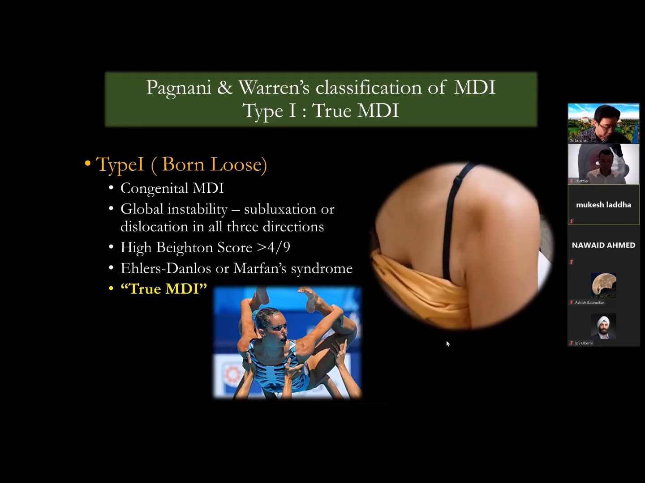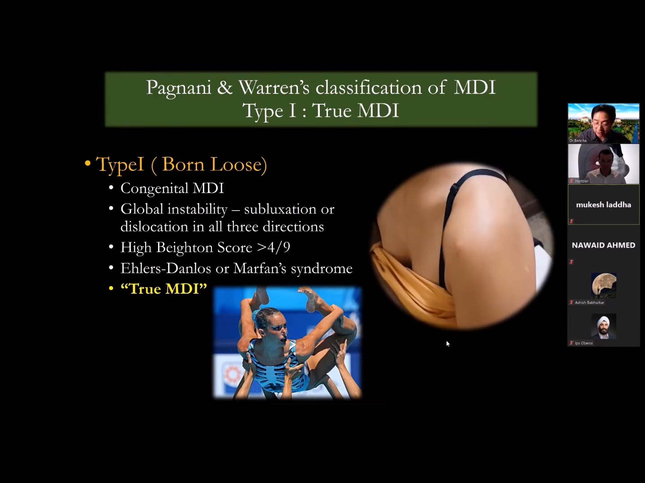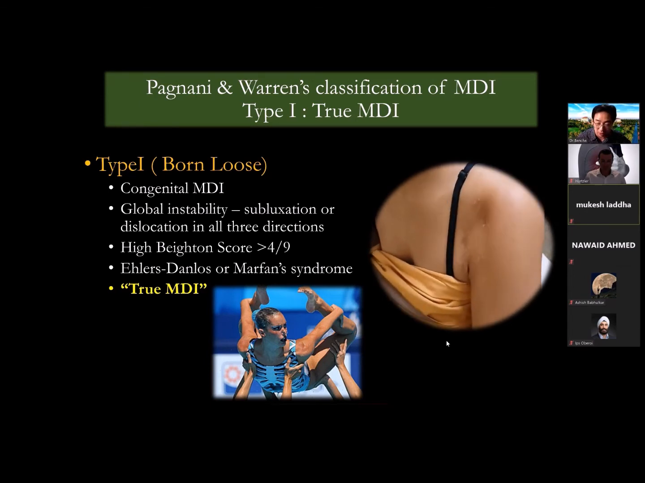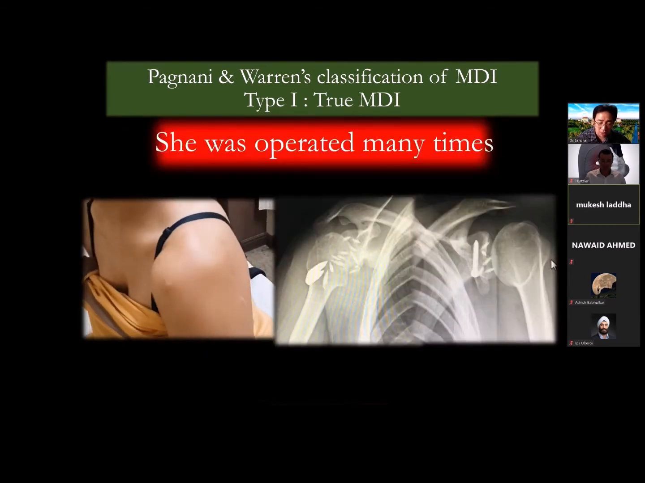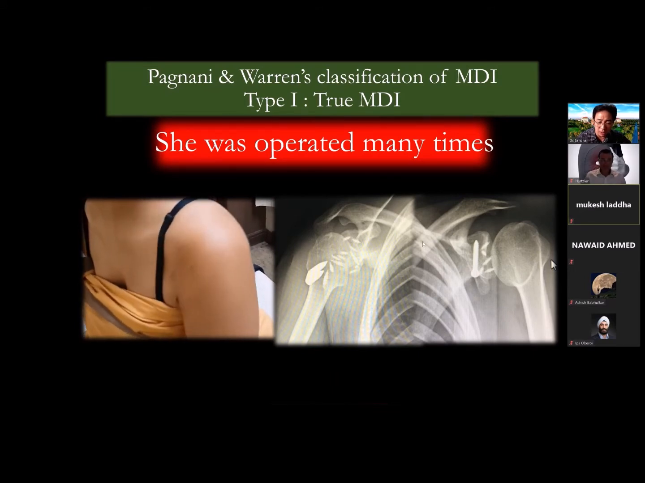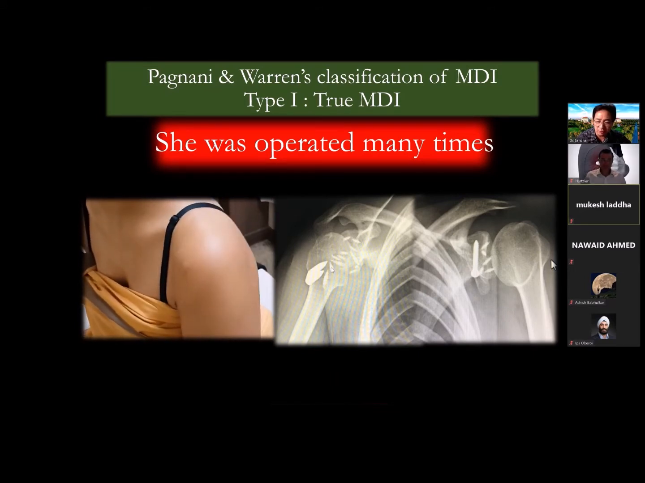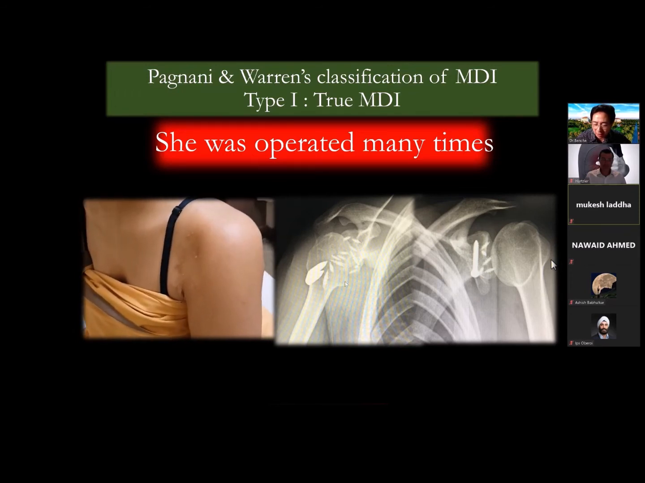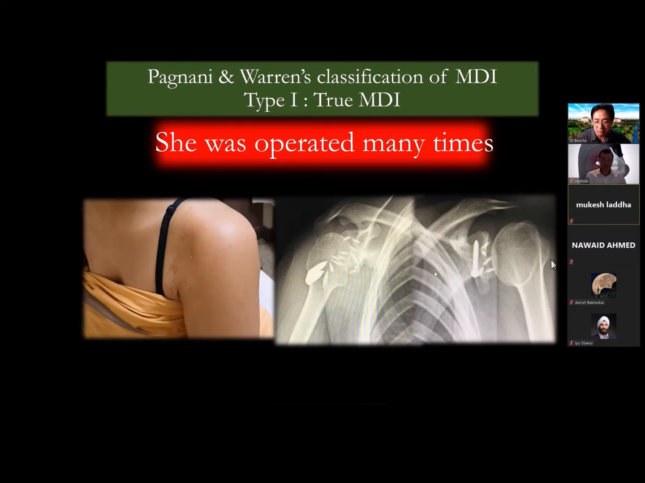But she can still do subluxation of the joint after the surgery. So you look at her shoulder. This is both shoulders. She has had more than 4 or 5 operations, with a lot of anchors in the shoulder, but that cannot fix it. Finally, they did a biopsy.